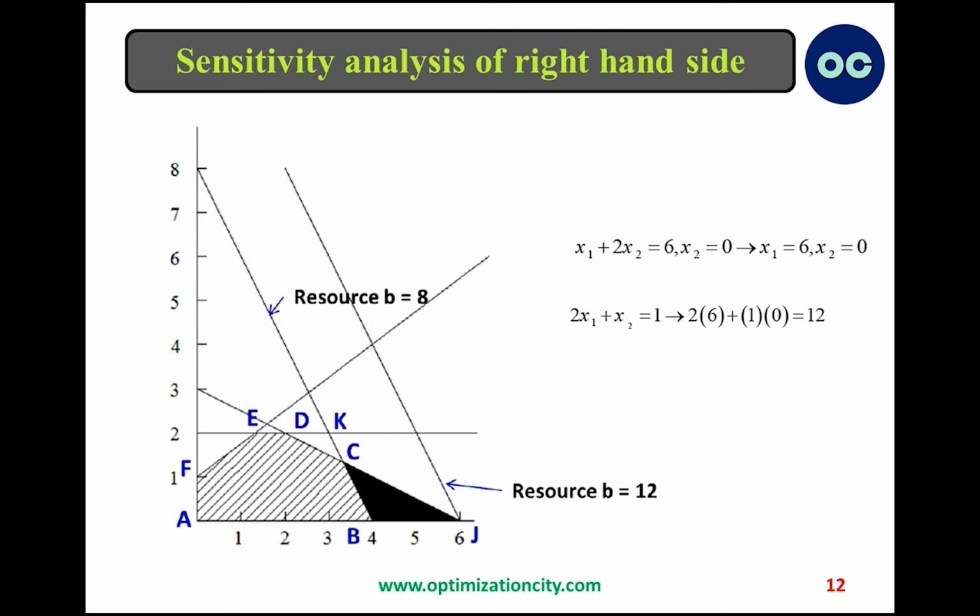As a result, we can increase the right-hand side of the second constraint from 8 to 12, which is a potential increase of 4 units.